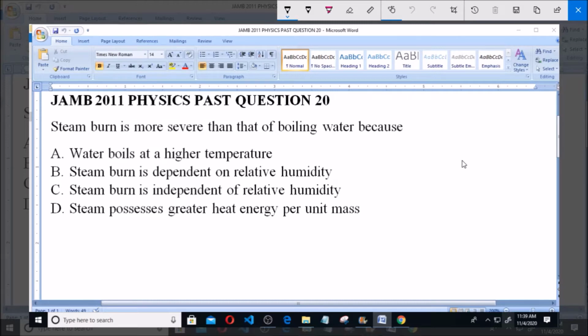Steam burn is more severe than that of boiling water because A. Water boils at a higher temperature. B. Steam burn is dependent on relative humidity. C. Steam burn is independent of relative humidity. D. Steam possesses greater heat energy per unit mass.